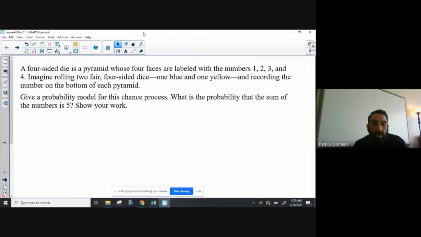We're going to imagine that you had two such four-sided dice, and you roll one and then roll the other. And we're going to write out the sample space. We're going to give a probability model for this situation.